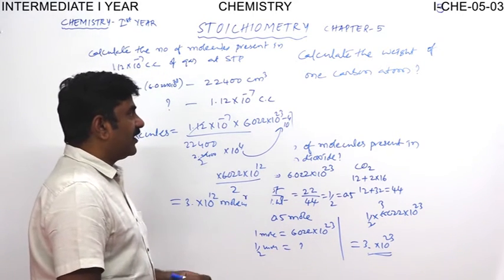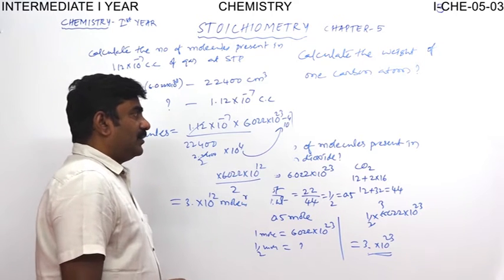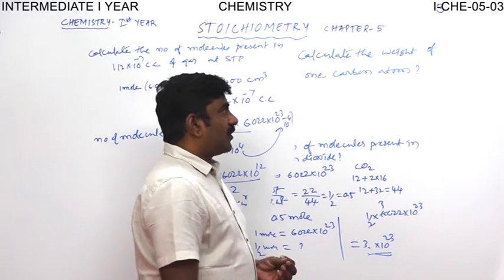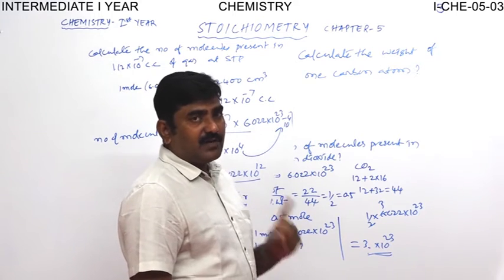For example, we are taking the C-12 isotope, and I am taking 1 mole of carbon atoms. I want only the weight of one carbon atom.